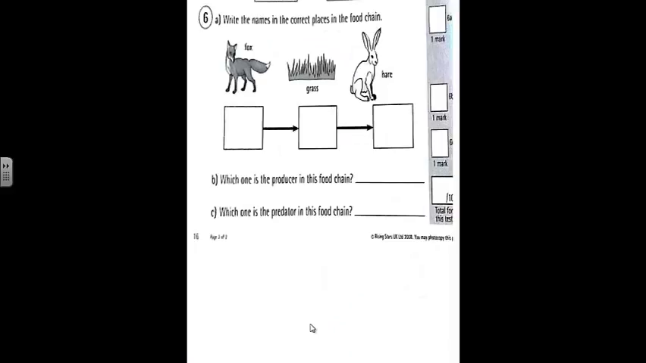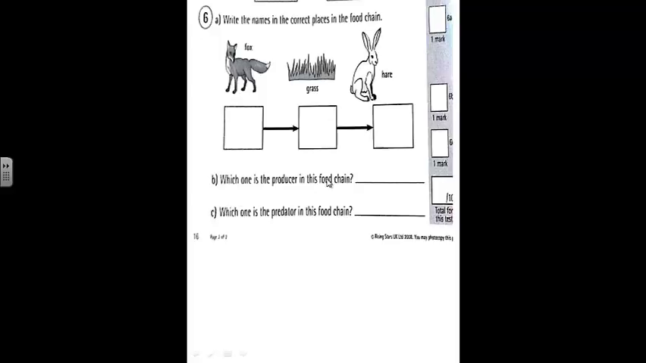Water. Excellent. Let's move to the food chain. Write the name in the correct places in the food chain. Here we have fox, grass and hare. Any food chain must start with a plant, so grass will be here. Then herbivore consumer, hare, which will eat the grass. Then carnivore consumer, fox, which will eat the hare.